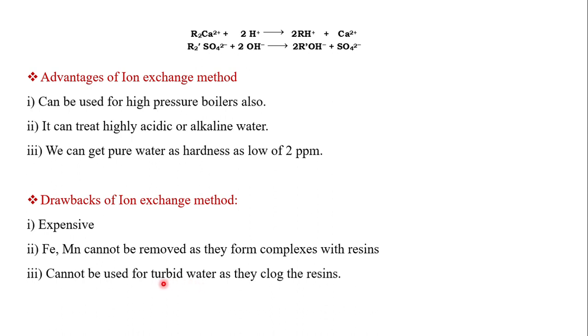As much as possible, the water which we run through the ion exchanger should be transparent and clear. If it is turbid, the resin becomes inactive and will get clogged. The turbidity and colloidal particles will be present on the surface of the resin, and the H plus ions or OH minus ions are not readily available to react with the incoming water. Hence, we cannot supply turbid water for purification in the ion exchanger. These are the disadvantages of the ion exchange method. Otherwise, it is a very good technique.